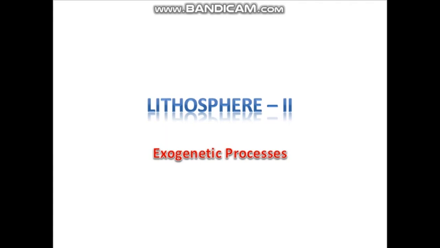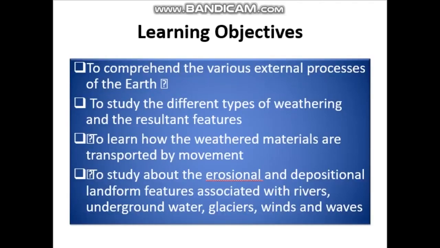Exo means what? Outside. What is happening outside the earth? Already in the previous lesson we have learned about what is happening inside the earth. So exogenetic processes. Here in this lesson we are going to learn about the various external processes of the earth and also different types of weathering, and how the weathered materials are transported by movement, and also the erosional and depositional landform features associated with rivers, underground water, glaciers, winds and waves.